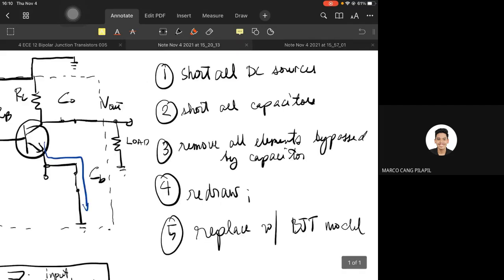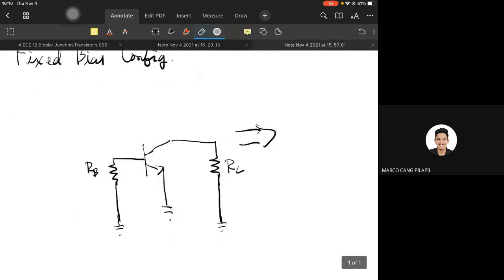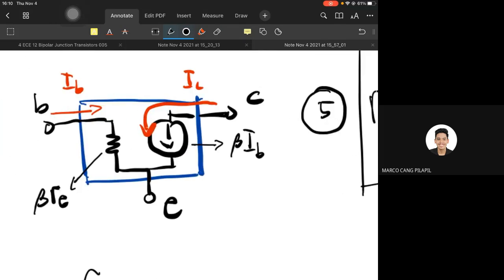Last is replace with BJT model. So we will replace our BJT with its equivalent model. So unsa ang itsura sa iyang equivalent model? Katong atong gi-draw sa taas. This one. That one.